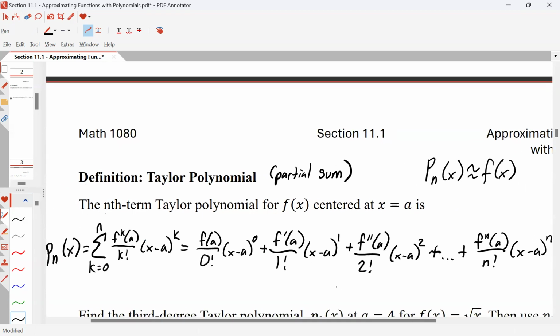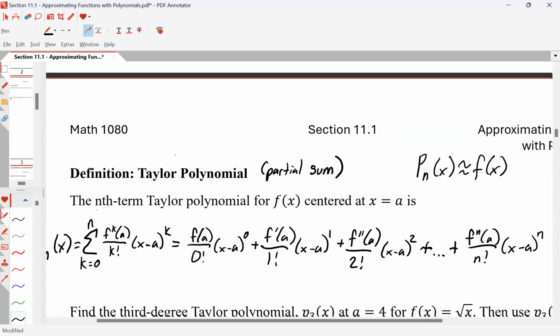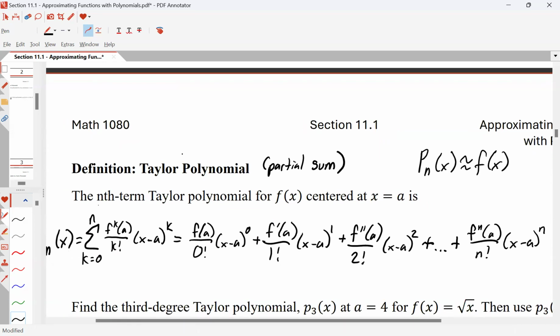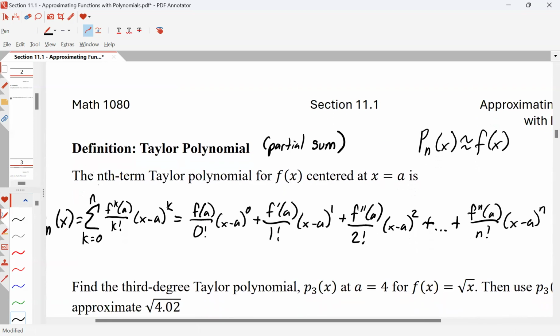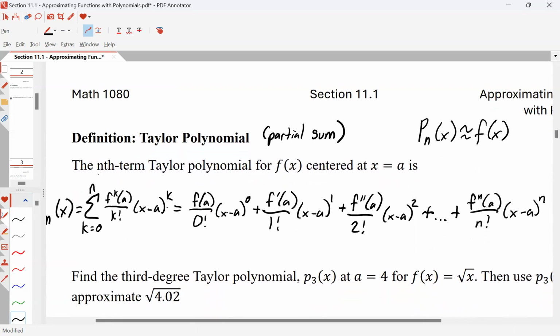In the next video, we will see an example of using this definition to actually find an approximation for a function.